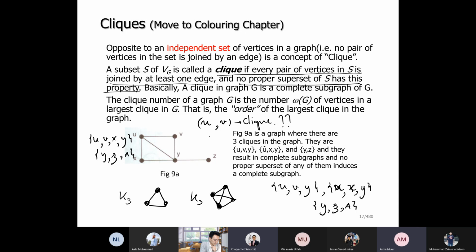Mean we have to find a complete graph, either for 2 nodes, 3 nodes, or 4 nodes. Yeah, you have to look at the complete graph in the big graph.